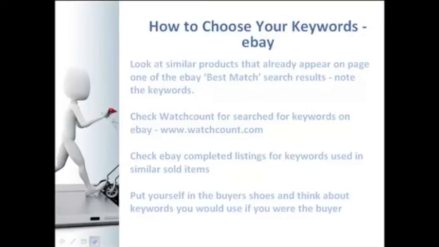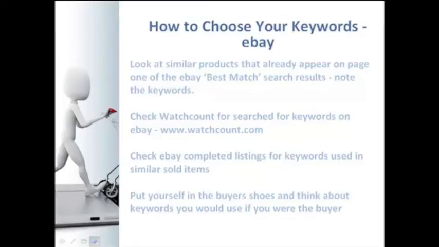Now, choosing your actual keywords is something that you need to pay close attention to. For eBay keywords, you need to look at similar products that already appear on page 1 of the eBay best match search results, and then note down those keywords, because if they're already appearing on page 1 in other sellers' listings, then you can pretty much guarantee that those keywords are popular. eBay already sees them as positive. So what you'll actually be doing is kind of piggybacking on other top sellers' keywords.